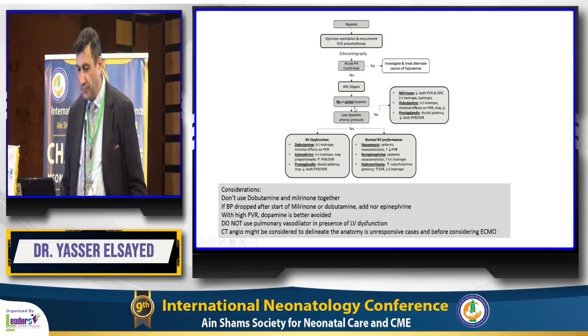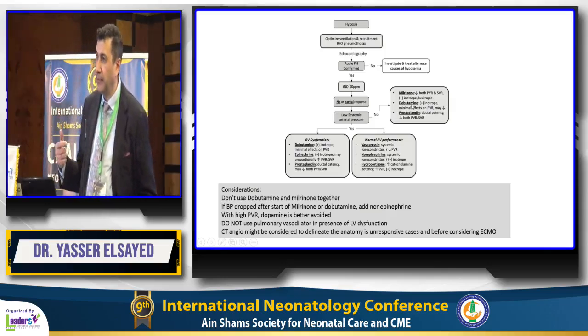And if there is no good response, you have two options. Either it is due to low systemic arterial pressure, like hypotension. If the answer is yes, with RV dysfunction, consider dobutamine, epinephrine, or prostaglandin in unresponsive cases. If RV performance is normal, then use vasopressin or norepinephrine, and hydrocortisone in unresponsive cases. But if the answer is no, there is no hypotension, you can use milrinone or dobutamine.